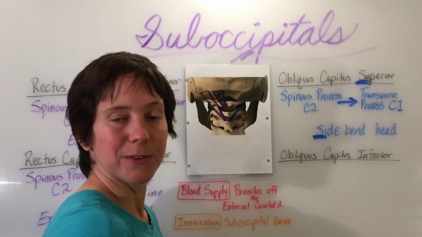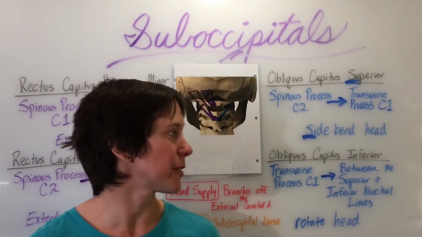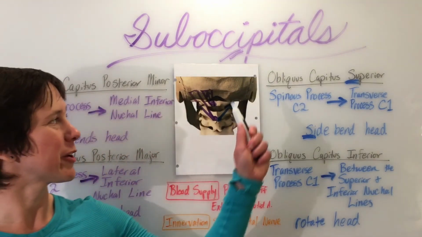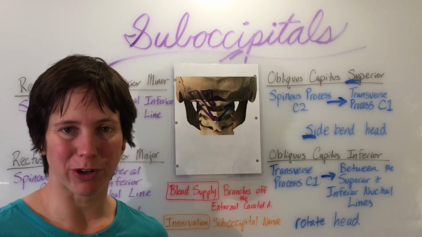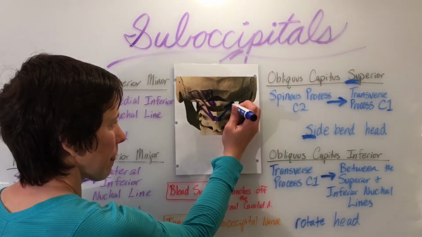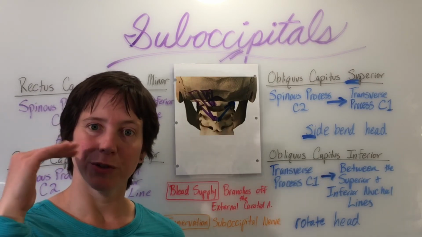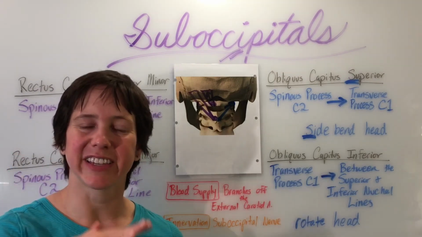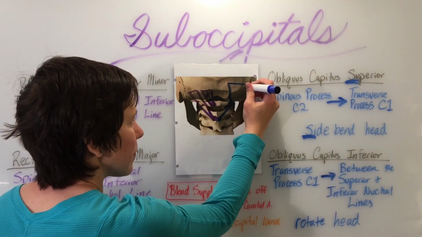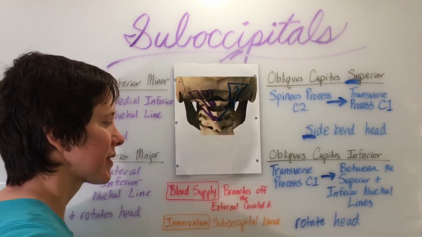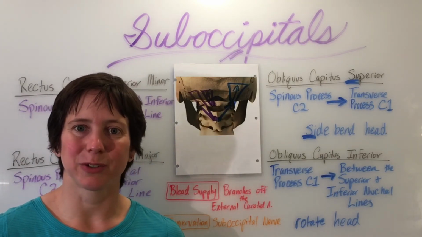S for superior. The Obliquus Capitis Inferior will originate where the Obliquus Capitis Superior left off, which is on the transverse process of C1, and it'll go to insert between the superior nuchal line and the inferior nuchal line. The action of the Obliquus Capitis Inferior is to rotate the head.